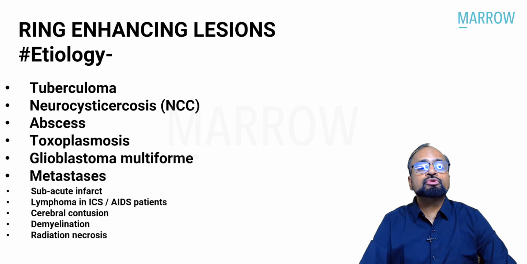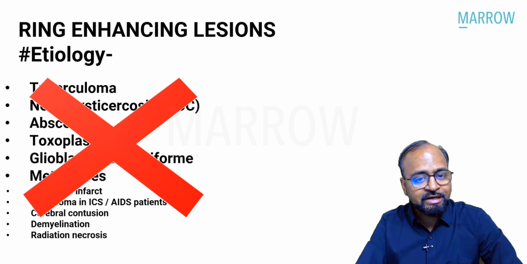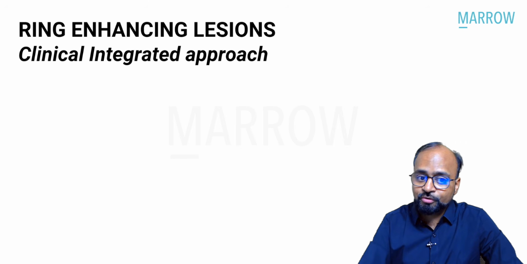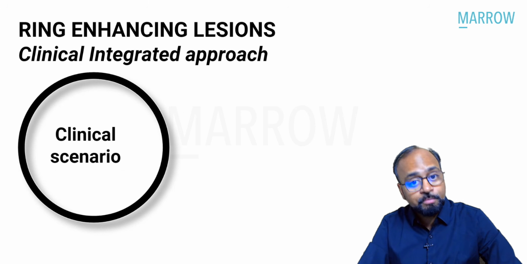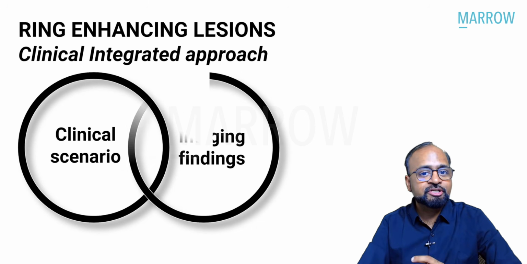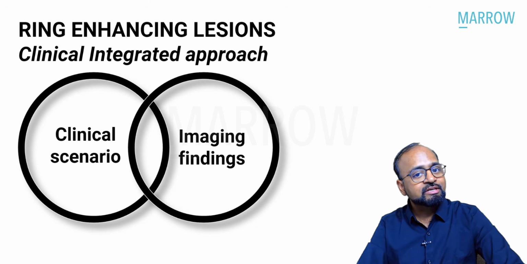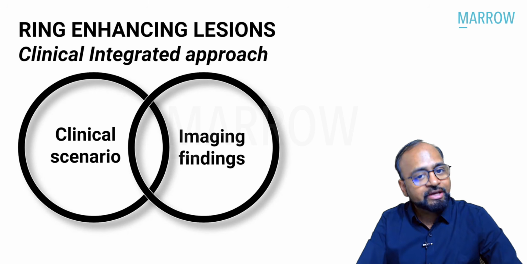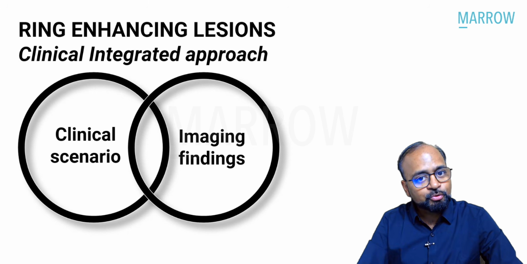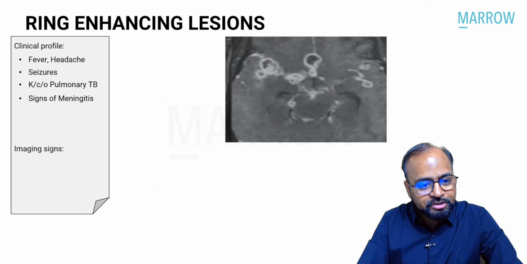Rather, what we are going to do in the next few minutes is have a comprehensive, clinically integrated discussion of ring enhancing lesions, where we study them as a combination of a very typical clinical presentation or scenario along with the classic imaging findings. And when you combine both of them, you will arrive at a peculiar diagnosis, and that is what is going to help you in your exams. So let us start doing this.